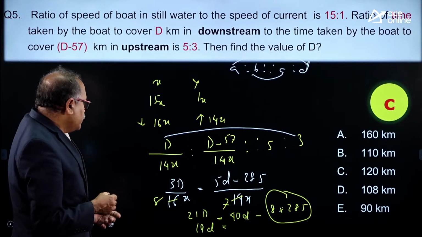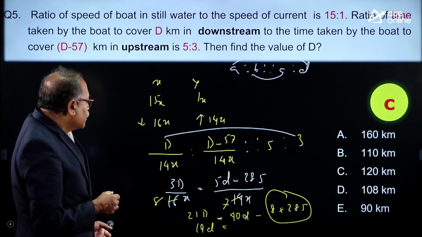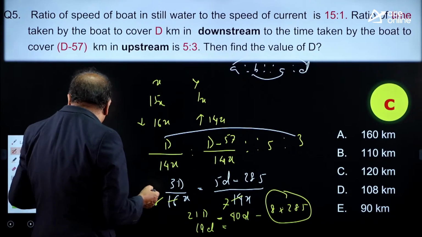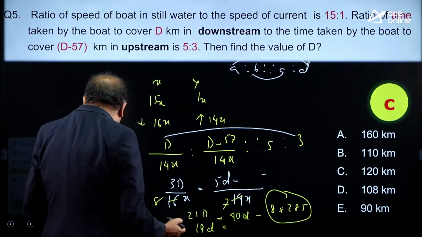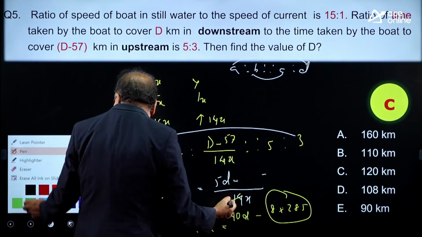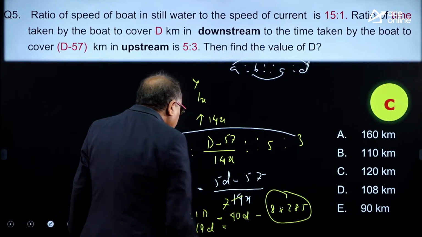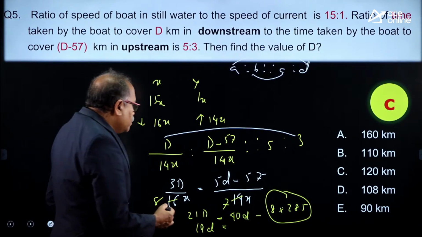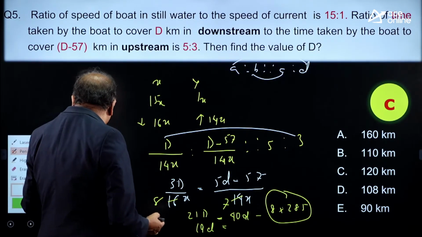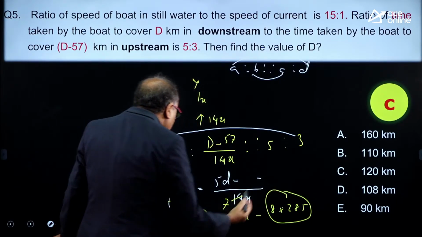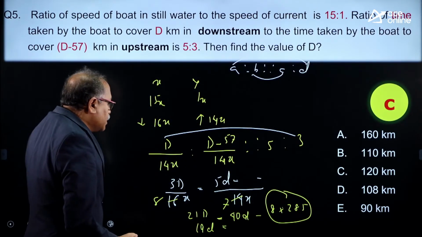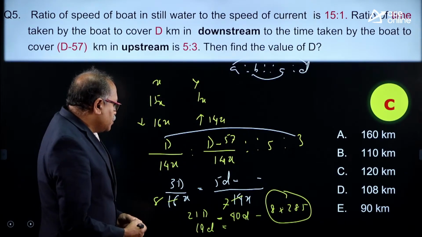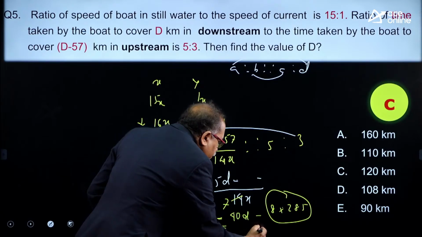Why did I make a mistake over here? Will it be 57? I just slipped the track over here, I think. So d is equal to, no, not 57, 285, let it be 285. Okay. Then when you cancel this one with 19, I will be getting that D is equal to 120.